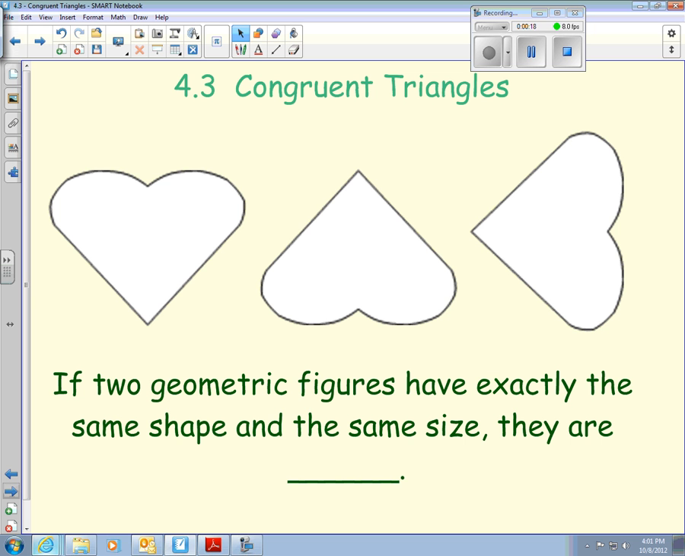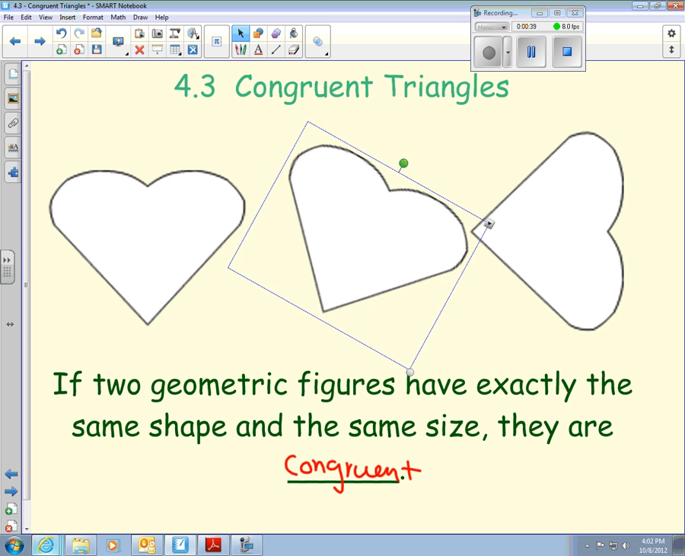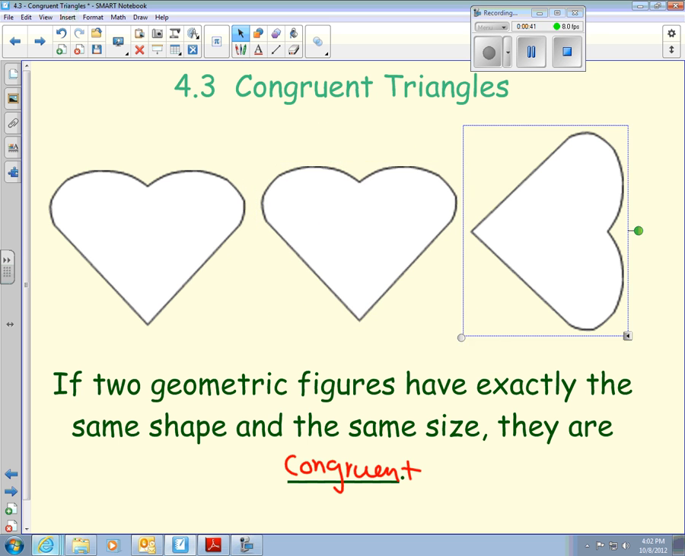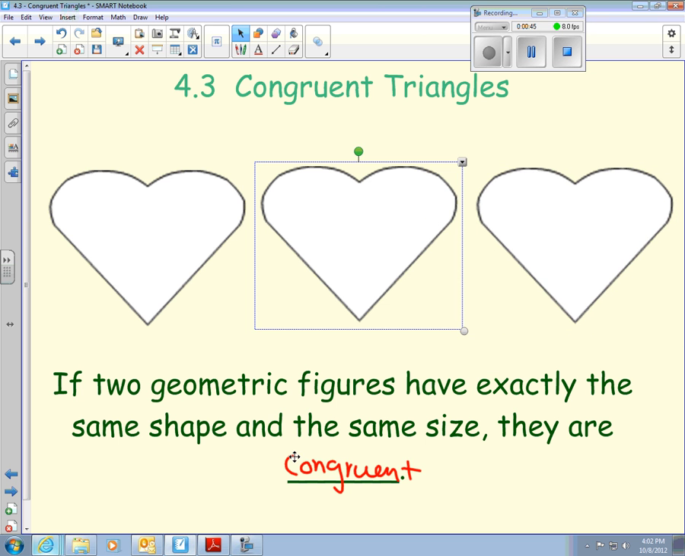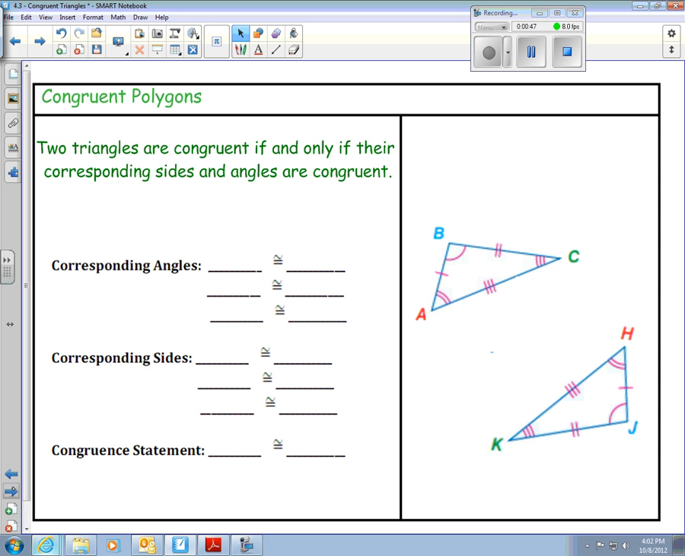We have three different hearts and they're all facing different directions, but if two geometric figures have exactly the same shape and the same size, they are congruent. So that's saying it doesn't matter which direction it's facing. If I picked those up and twisted them so that they face the same way, they all end up being congruent. They're the same size and the same shape.